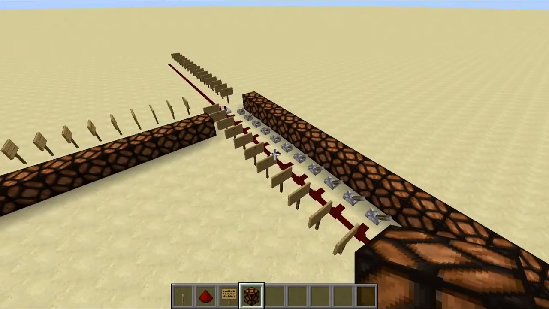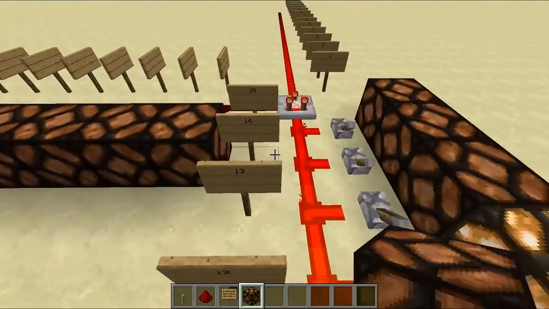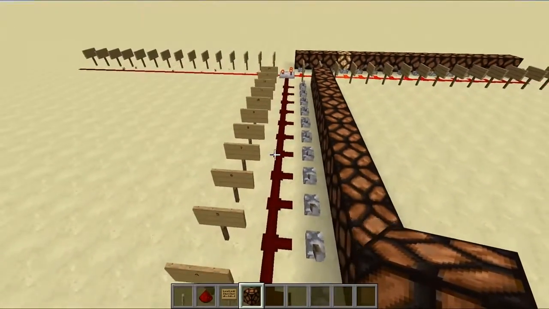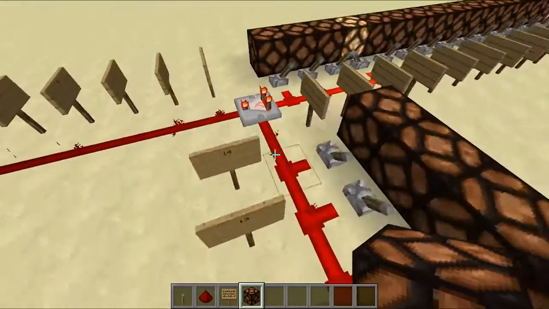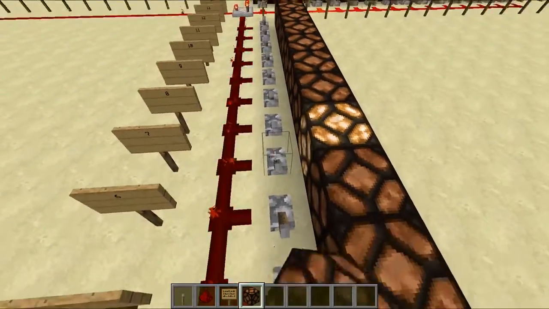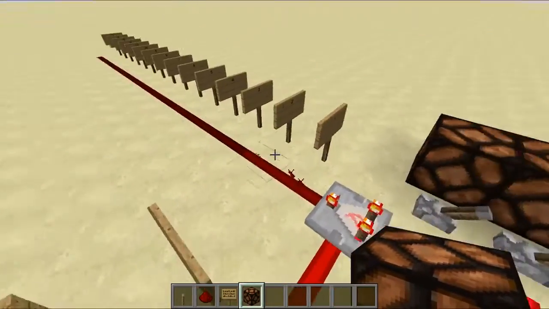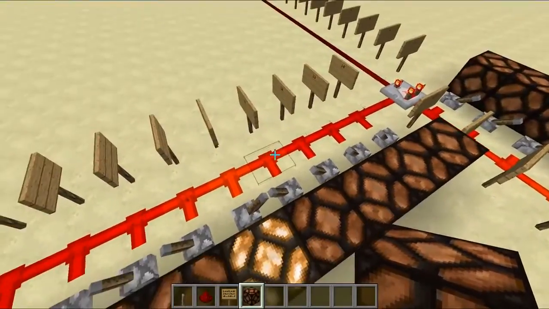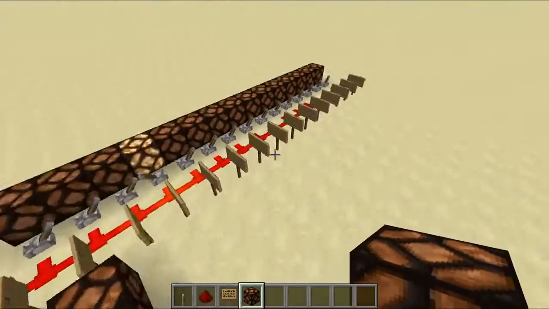So let's just do one or two more examples just to make sure that it's all straight in your head. So we're running a signal strength of 12 into the back of the comparator, and then we're going to run a signal strength of 7 into the side of the comparator, and once again we should get an output of 5. That's all good. But if we change out that 7 for, say, a 10, then we should get a signal strength of 2, because 12 minus 10 is 2. So subtract mode subtracts this side from that side.